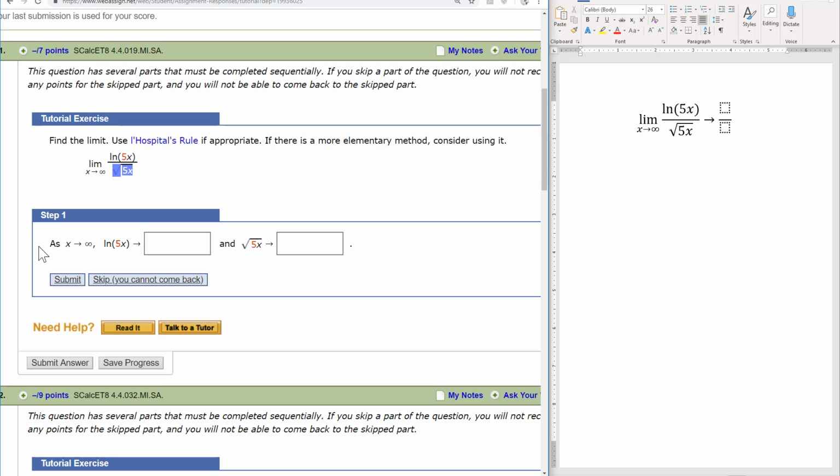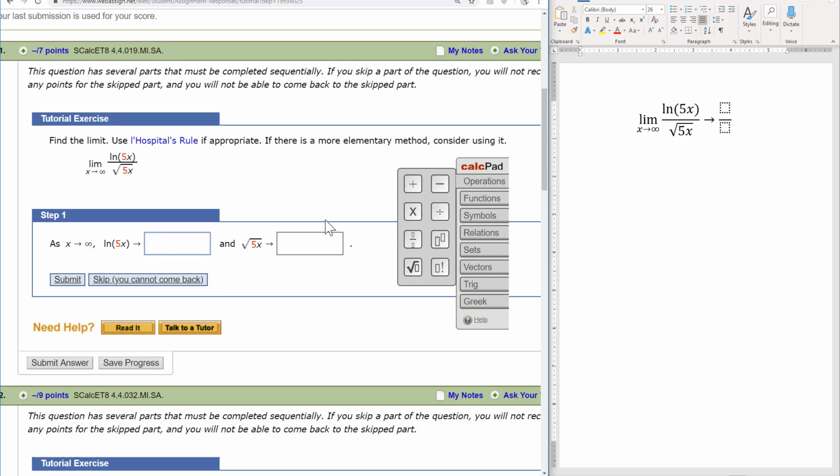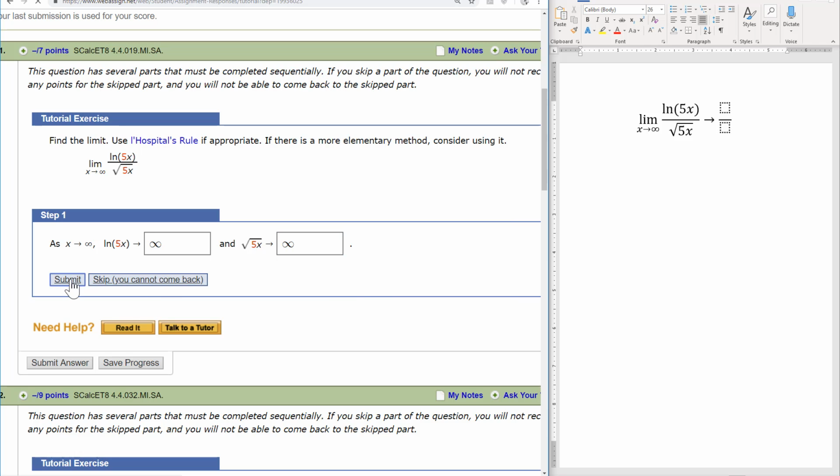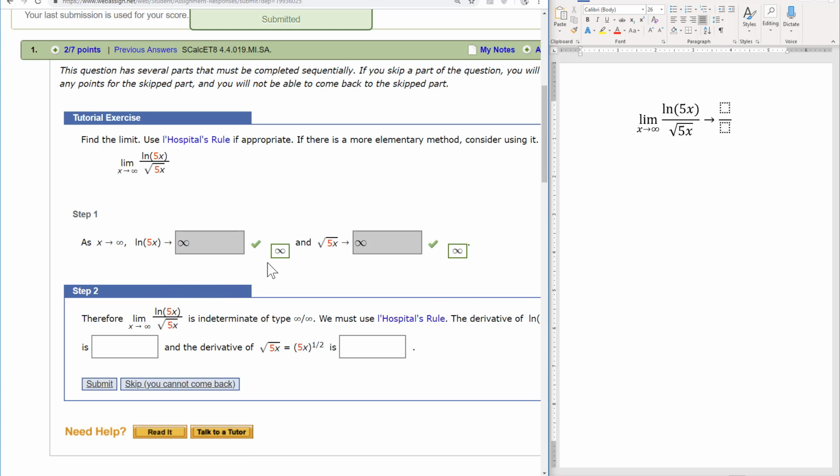5x. So as x goes off to infinity, ln of 5x is going to go to infinity because the ln function is an increasing function, and similarly the square root of 5x is going to go to infinity. So that is an indeterminate form, infinity over infinity, so we get to use L'Hopital's rule. So this is an infinity over infinity.